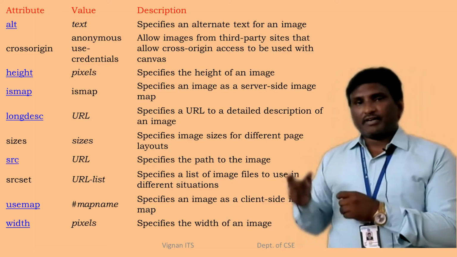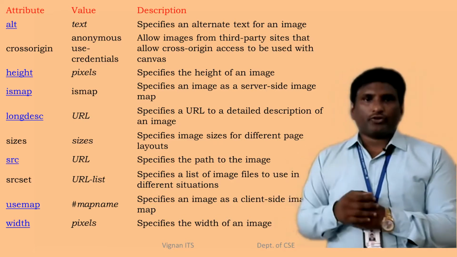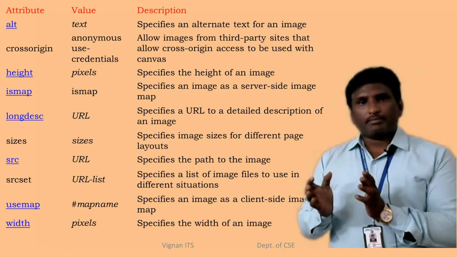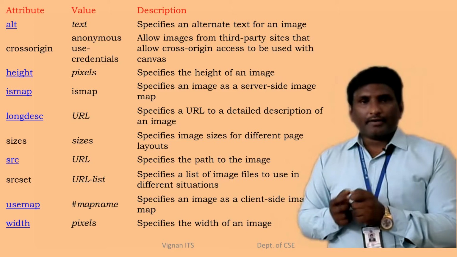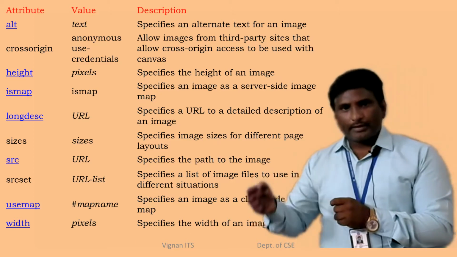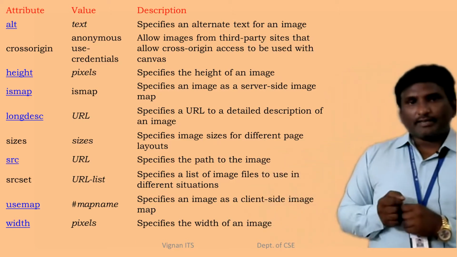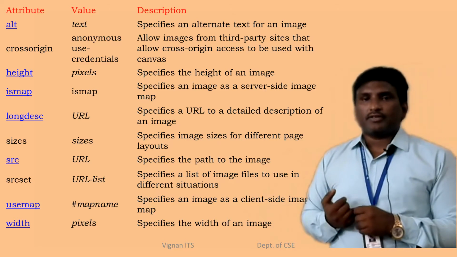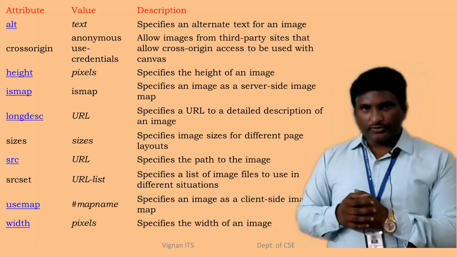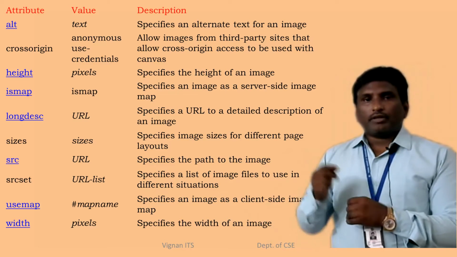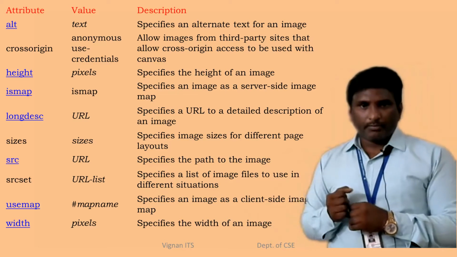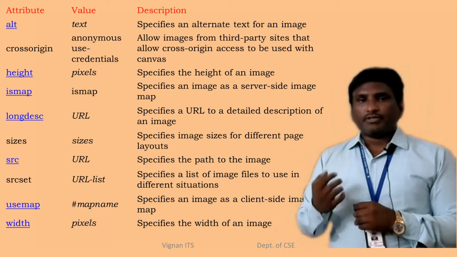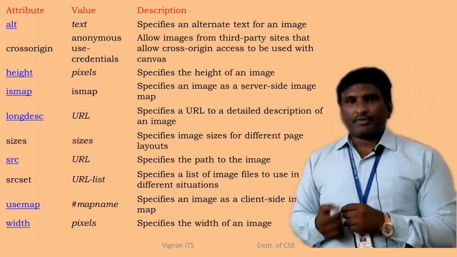Specifies image sizes for different page layouts. That depends on layouts. And src, I already told you, is the URL path of the image. So for URL you should write the path to the image. And srcset is a URL list that specifies a list of image files to be used in different situations. And usemap, the value is a hash map name which specifies an image as a client-side image map. And width specifies the width of the image in pixels.